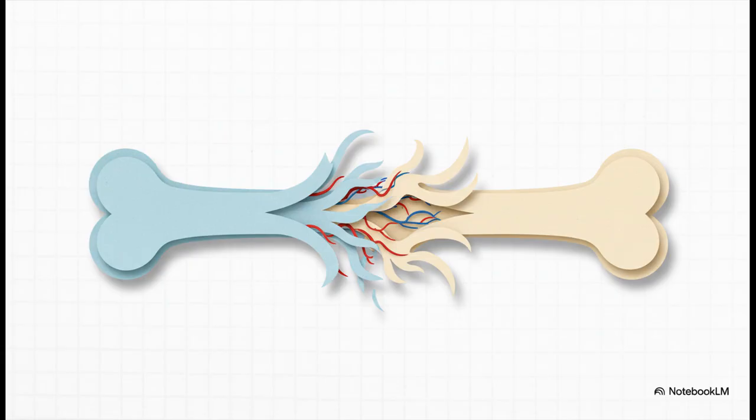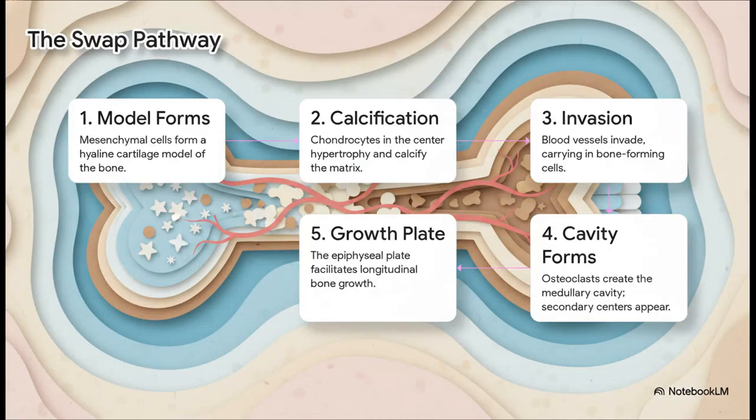This template is genius because, like we said, cartilage can grow from within. It's called interstitial growth, and that's what allows our bones to get significantly longer as we grow from a kid into an adult. Then, over weeks and months, that entire cartilage model is systematically broken down and replaced piece by piece with bone tissue. Now this pathway is definitely more complex, and this slide maps it all out.